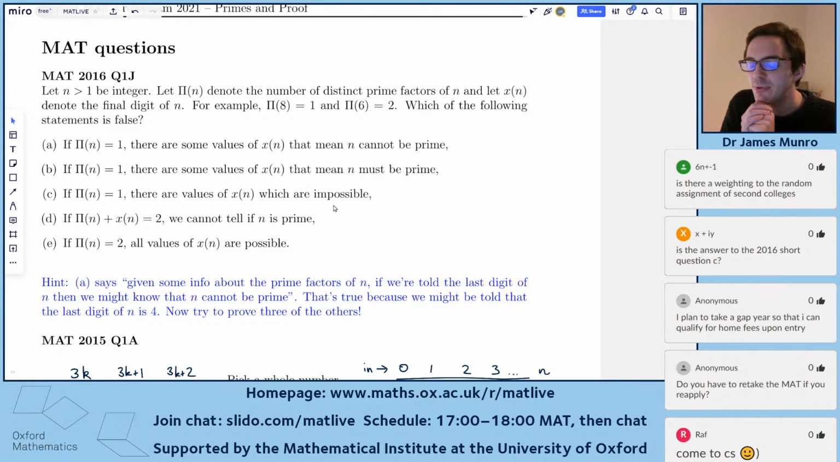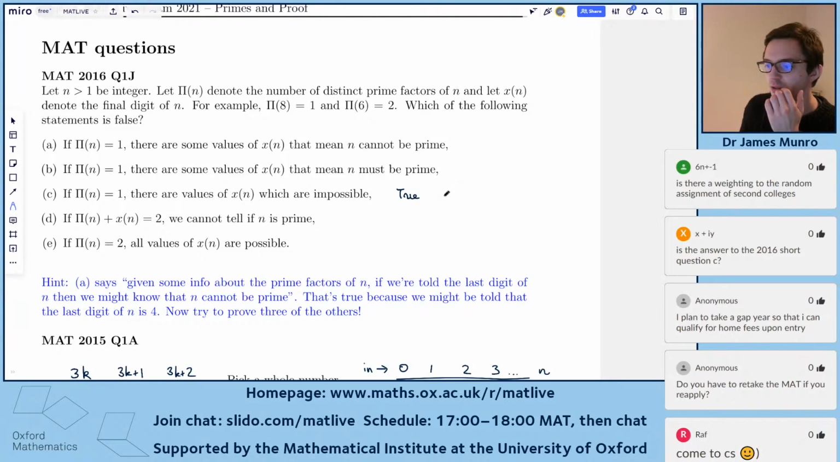So if Pi(n) is 1, and this is a capital Pi, by the way. If capital Pi of n is 1, that means the number of distinct prime factors of n is 1. So it's a power of a prime. It's only got one prime factor. There are values of x(n) which are impossible. No, I think that's true.